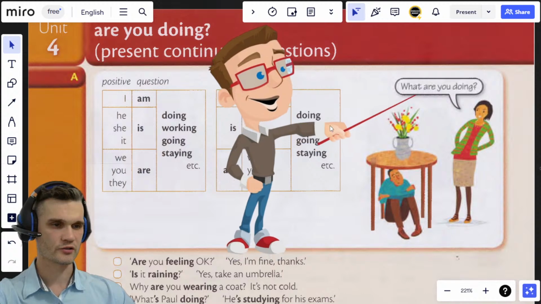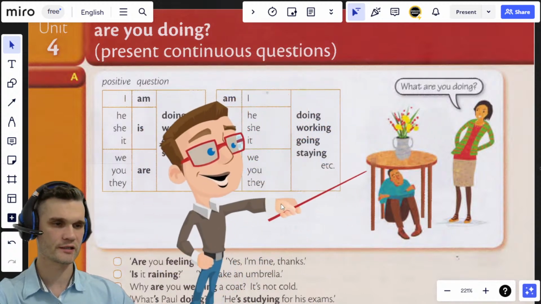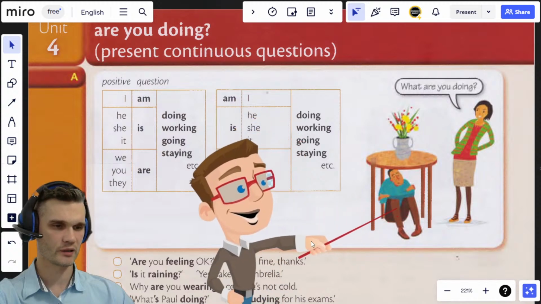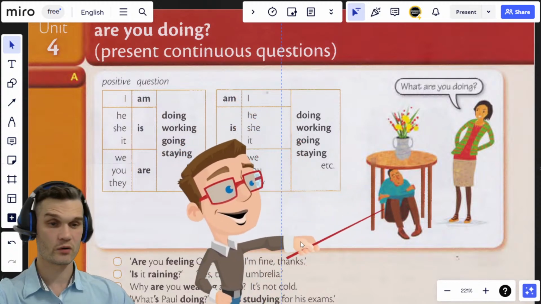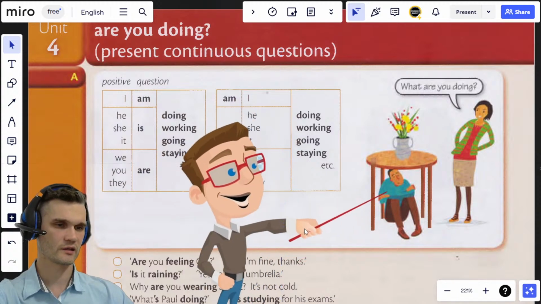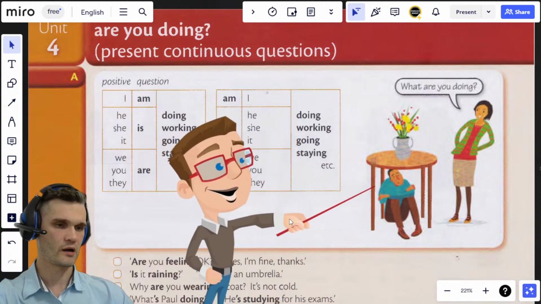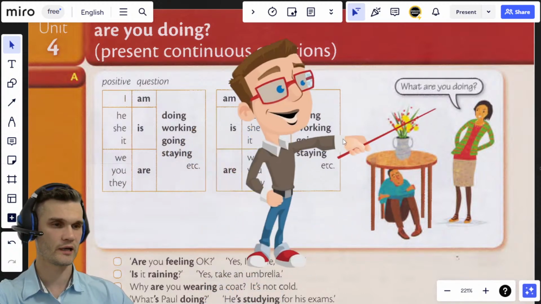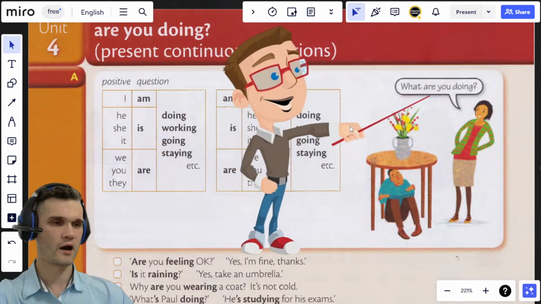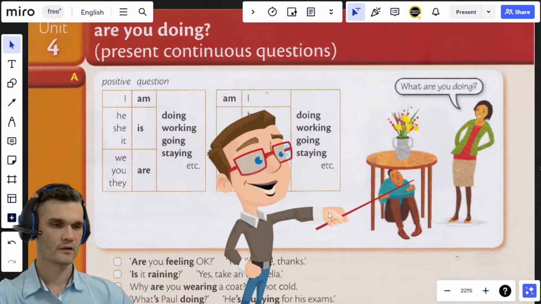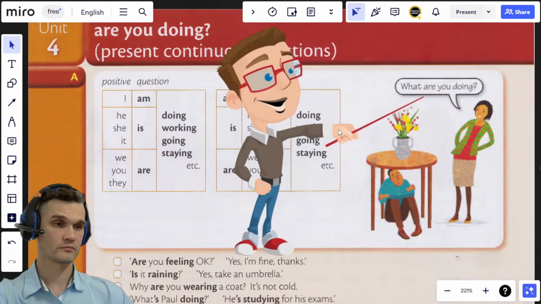Questions. So you can see a picture here. Situation. A woman is standing in front of the table, and under the table someone is sitting. Maybe it's a man, maybe it's a kid. He looks like a man. So he is sitting under the table. He is sitting right now, and she's asking, "What are you doing? What are you doing right now?"